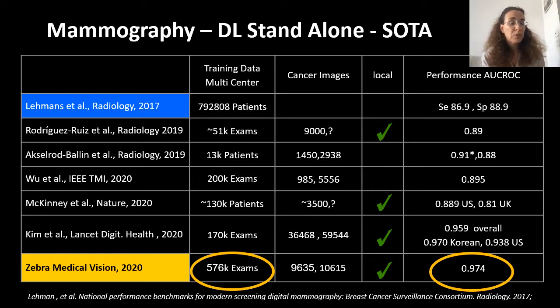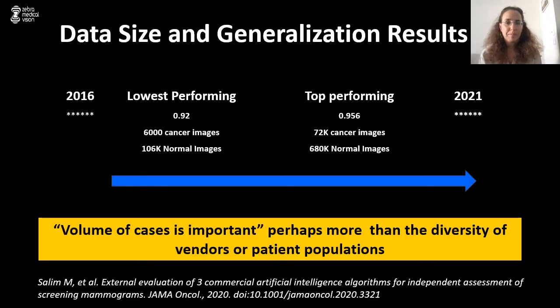Now, what is important to conclude and note from these studies is that the results are very impressive, actually reaching the level of radiologists, but they are studies that were performed in the lab. It is essential to assess which of these results will translate into a good performance in clinical practice. And this is exactly what the paper of Salim et al., coming out very recently from JAMA Oncology in 2020, is all about.